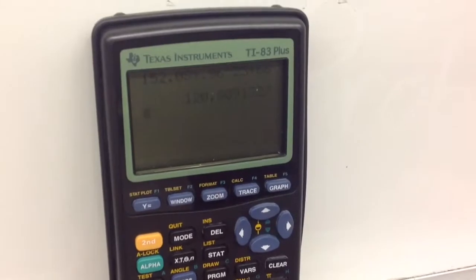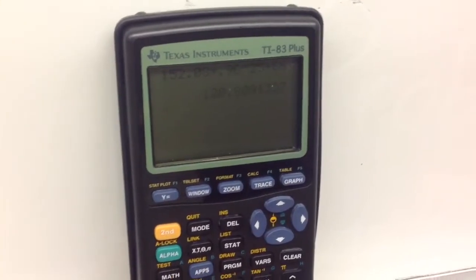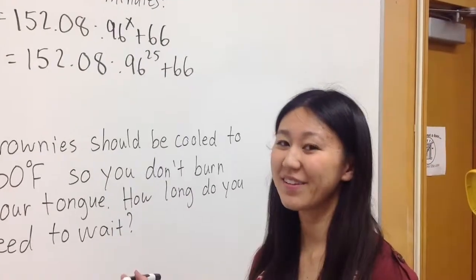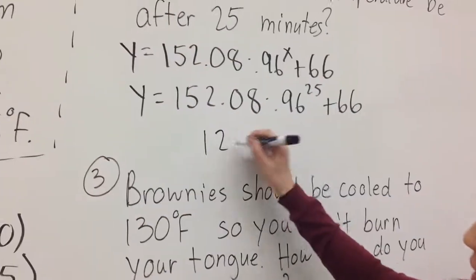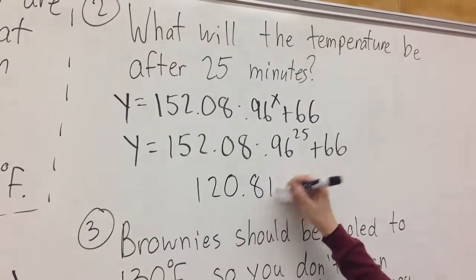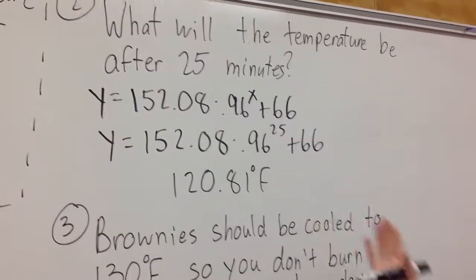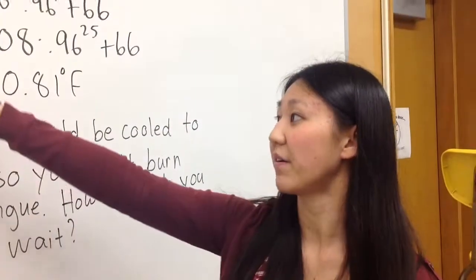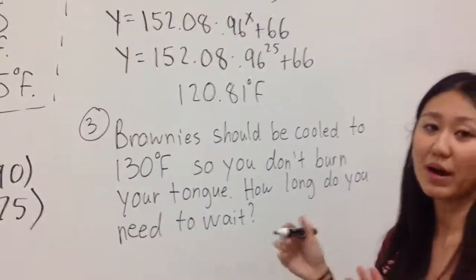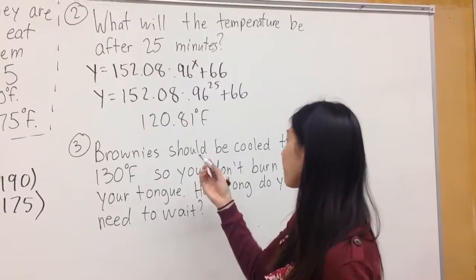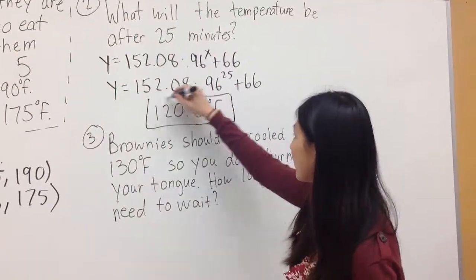And when we round, we get 120.81. So I plugged it into the calculator and we got 120.81 degrees Fahrenheit. It is important for you to remember what you're talking about here. Remember, we just found a y value, and remember y was temperature. And we're measuring temperature here in degrees Fahrenheit. So I do want the whole thing labeled just like that.